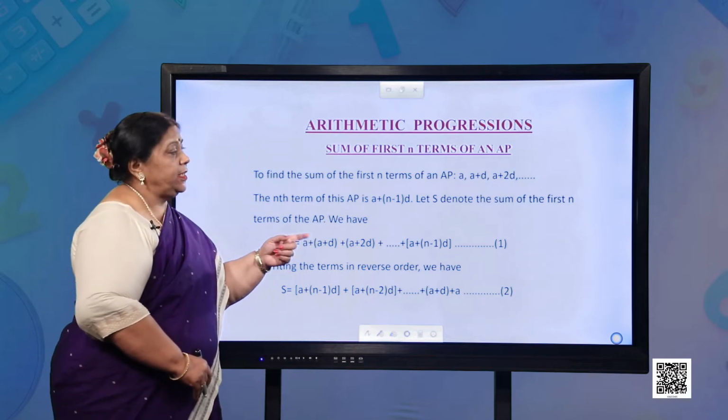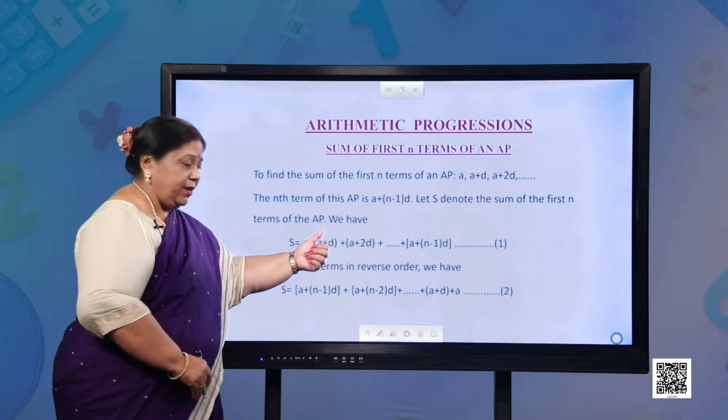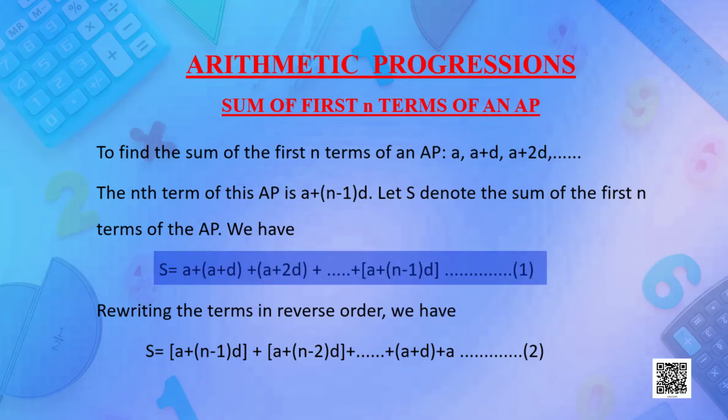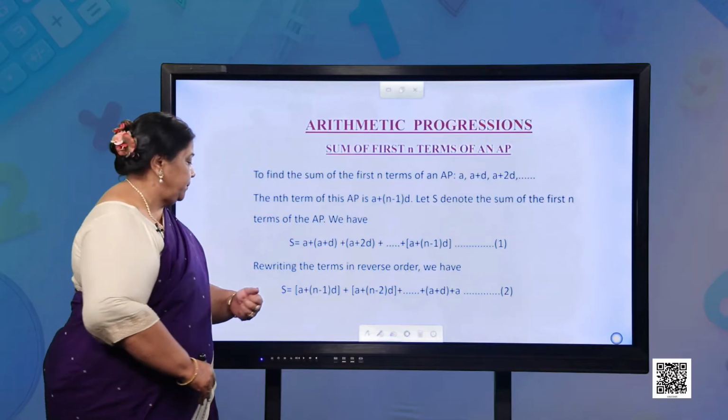Let S denote the sum of first n terms of the AP. We have S is equal to a plus (a plus d) plus (a plus 2d) plus so on plus (a plus n minus 1 into d). Let us take this equation as first equation.